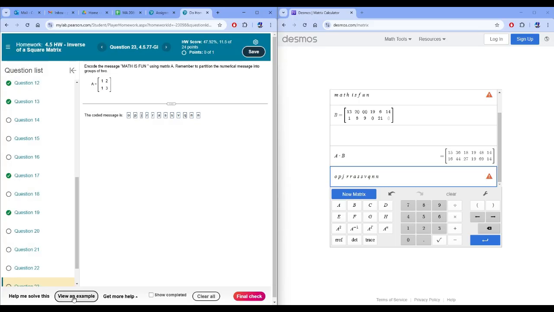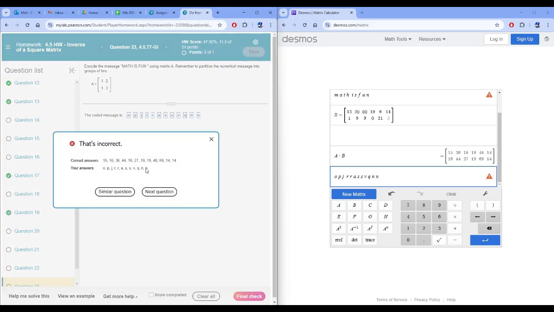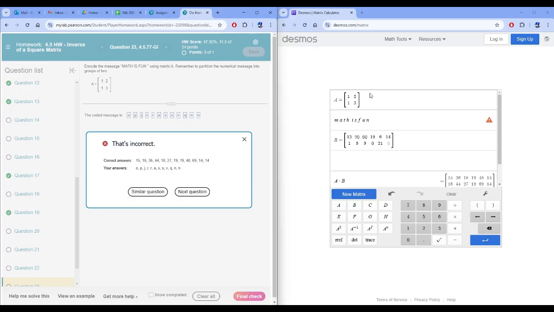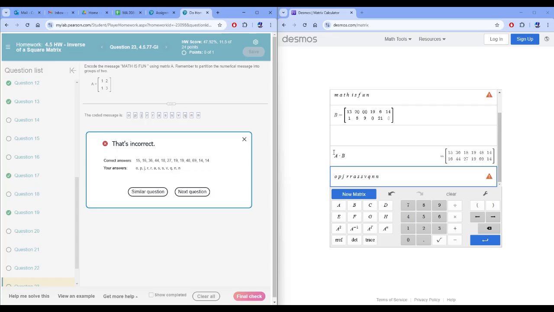What are you looking for? The numbers. Is O equal to 15? These are my numbers, right? 15, 16, 36, 44, 18, 27, 19, 19, 48, 69, 14, 14. That is annoying, but I got it. Does that make sense? I think that makes sense. You put in the matrix A, you put in going top to bottom for B, you multiply A times B, you get the numbers, it wants the numbers.